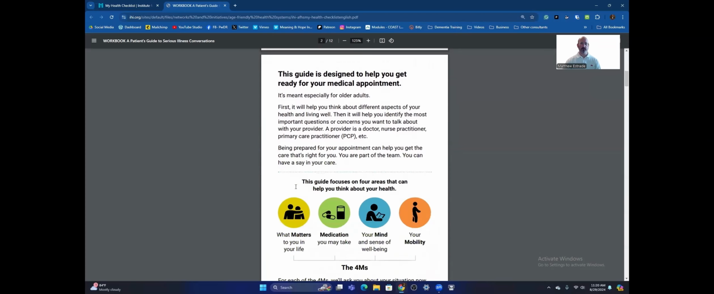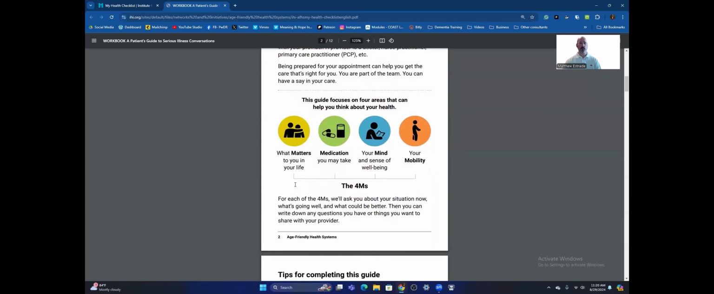All right, so before we get into what this checklist is, let's talk about something very important. That's the basics of the 4Ms. These are the 4Ms: what matters to you in your life, medication that you may take, mentation, and then your mobility. We call these the 4Ms. And this is really a framework. All of our health, whether we're an older adult or not, could fall into these categories.